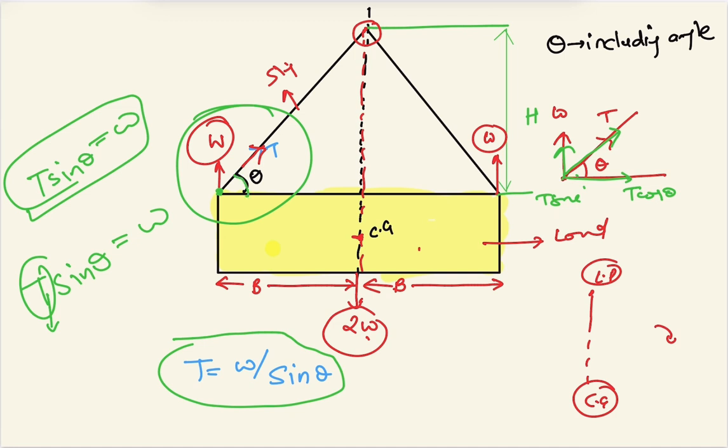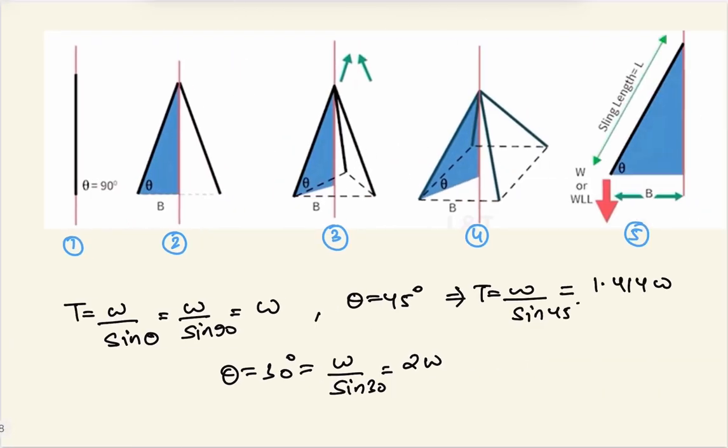This theta is called the included angle. What is the included angle? The angle made by the sling with the object is called the included angle. So the tension is given by T is equal to W by sin theta. We already discussed this in the last lecture also. It is basic, simple geometry work, not that complex.